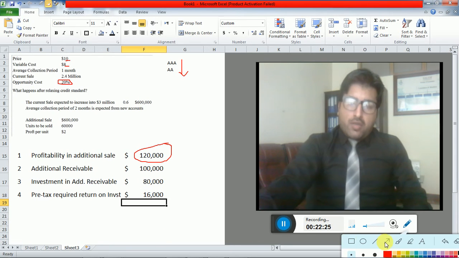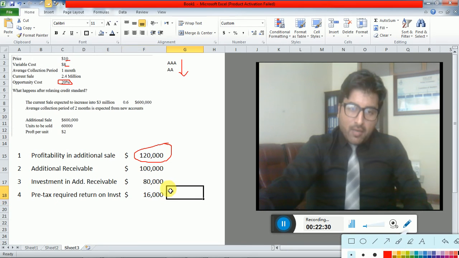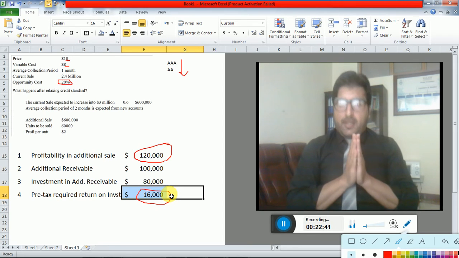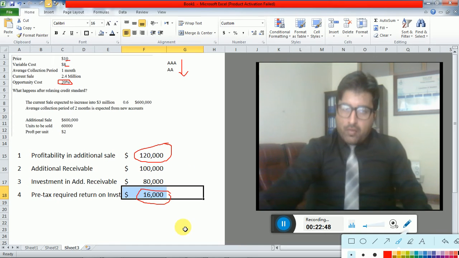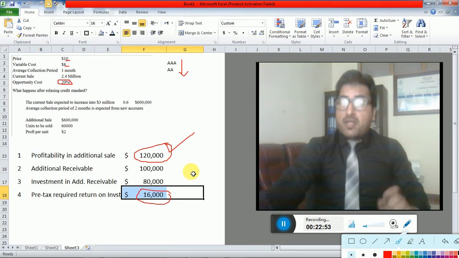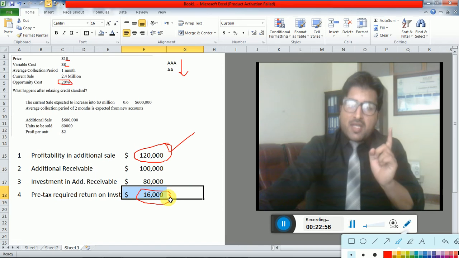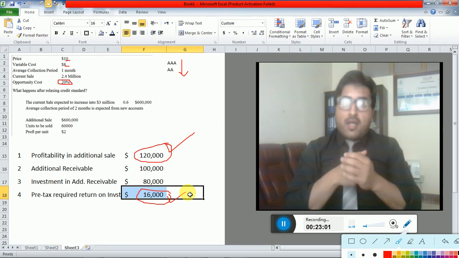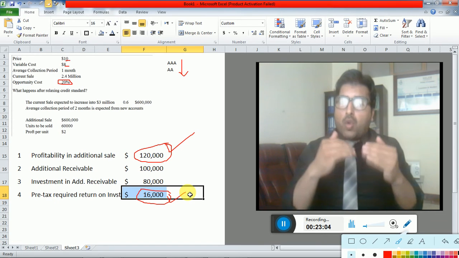Okay, dear students. So now the opportunity cost for us is how much? That is $20,000. Okay, how much? Sorry, $16,000. What you have learned here is that if the company is lowering the credit standard from AAA into 2A, then this much is the profit. But keep in mind, we also have a cost. How much is the cost? This much is the cost. So the profitability is higher than the cost. In this situation, the company can lower the credit standard.